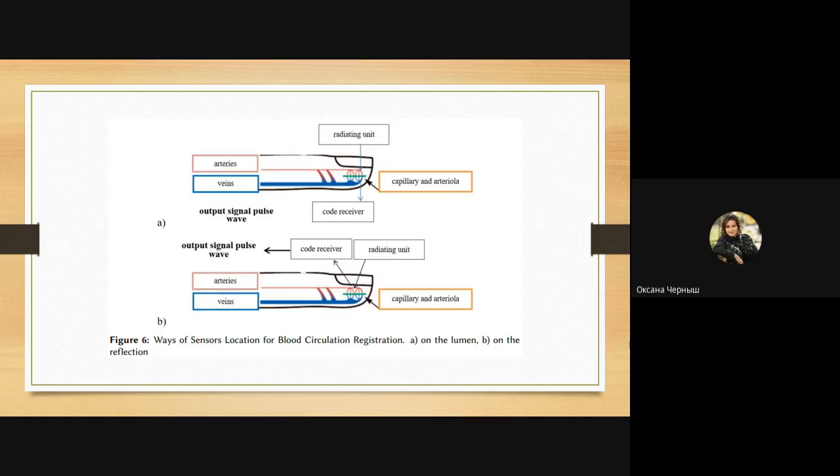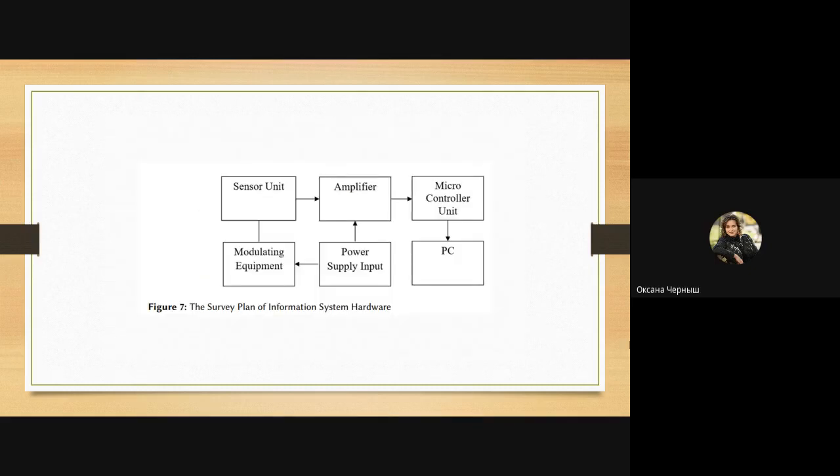There are two types of photoplethysmographic methods: transmitted light photoplethysmography and side-scattered photoplethysmography. The on-the-lumen method allows to install the sensor on a finger or an earlobe, as the radiating unit should fully X-ray the area. Moreover, the receiver, which is located perpendicularly, captures the light quantity that has passed through the finger.